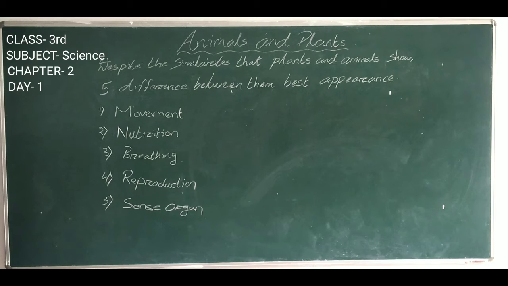If you observe one animal and one plant, we can find some differences besides appearance. But mostly we can find 5 differences between an animal and a plant. That is movement, nutrition, breathing, reproduction and sense organs.